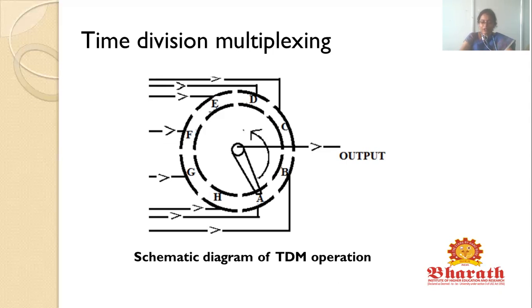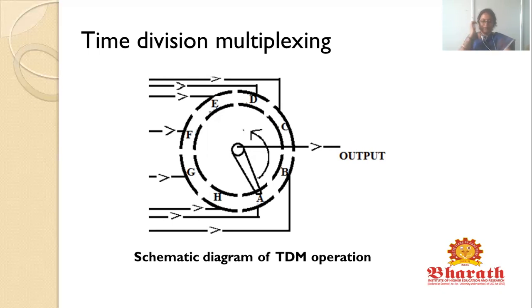After completing one revolution, what will happen? Again, it starts. The output is taken from the inner ring, which contains the signal from only one slot at a time. The same arrangement is also made at the receiving side.